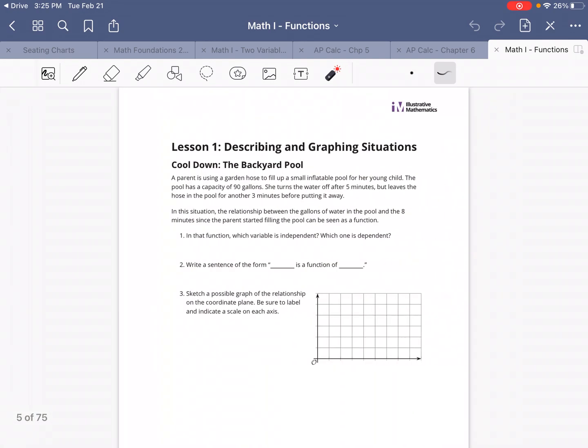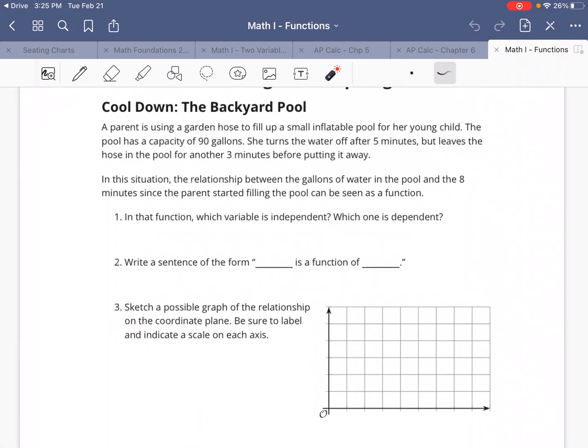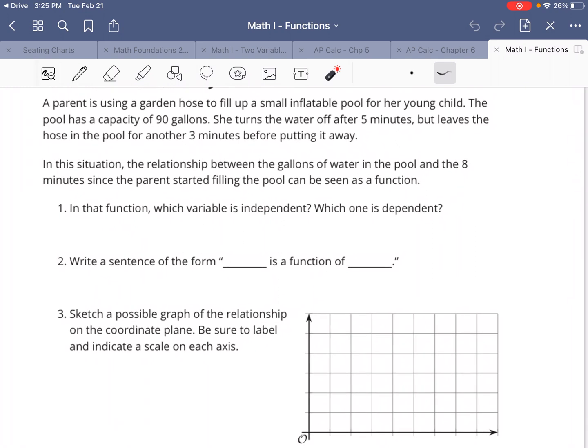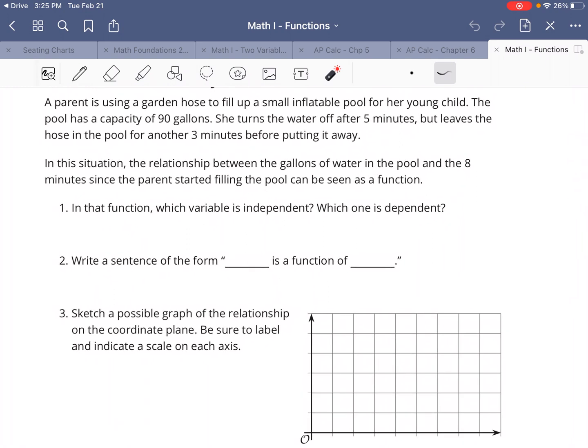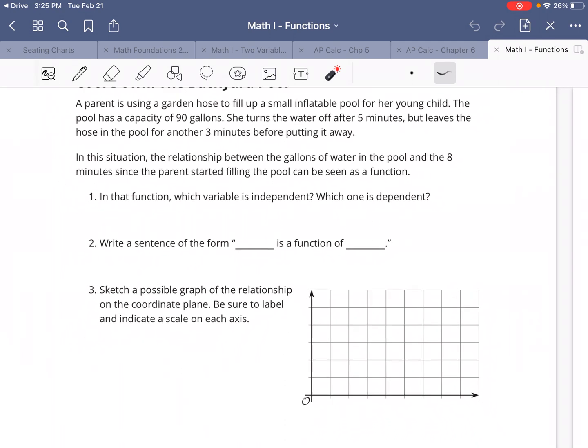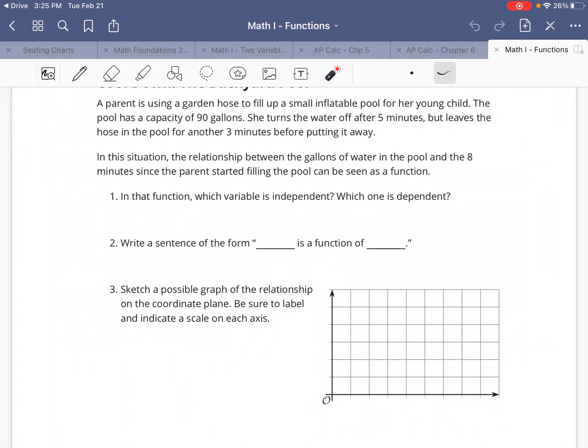Now, on the cooldown, this is kind of like the last activity that we did in class. A parent is using a garden hose to fill up a small inflatable pool for her young child. The pool has a capacity of 90 gallons. She turns the water off after 5 minutes, but leaves the hose in the pool for another 3 minutes before putting it away. In this situation, the relationship between the gallons of water in the pool and the 8 minutes since the parent started filling the pool can be seen as a function.